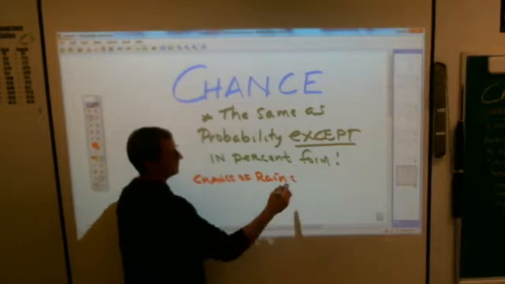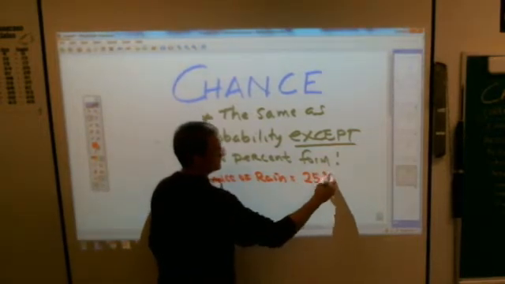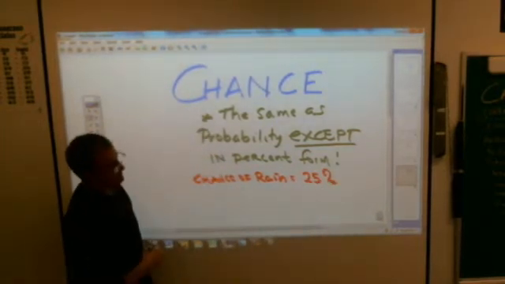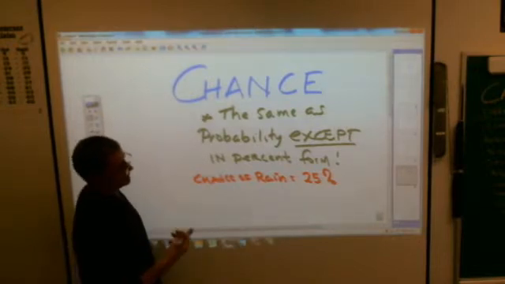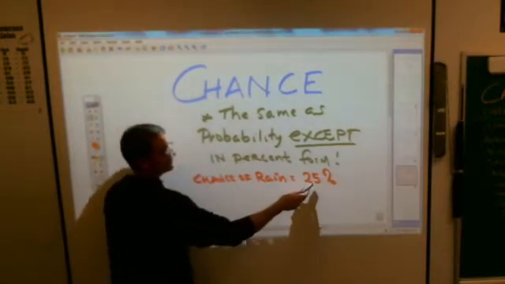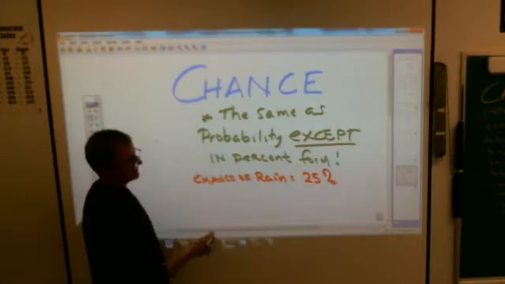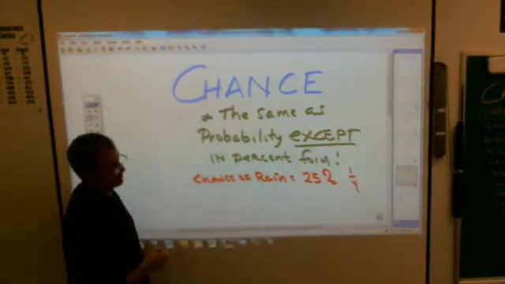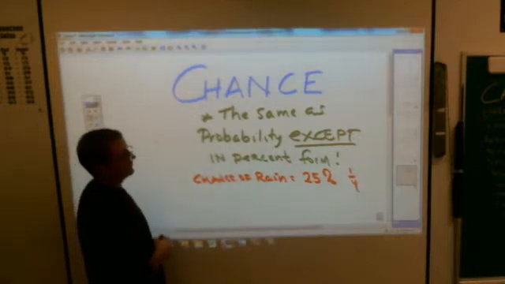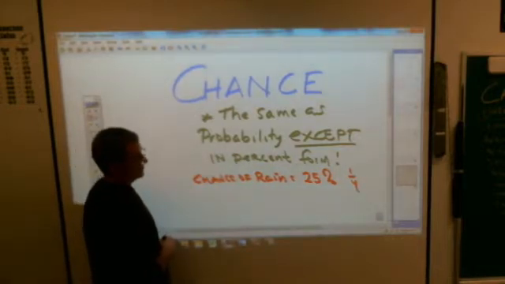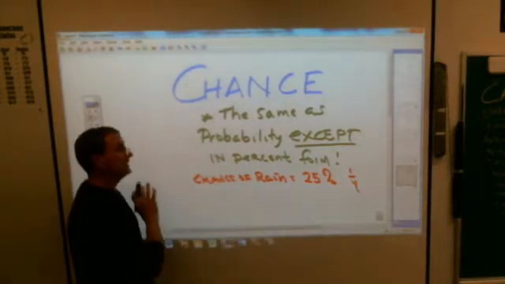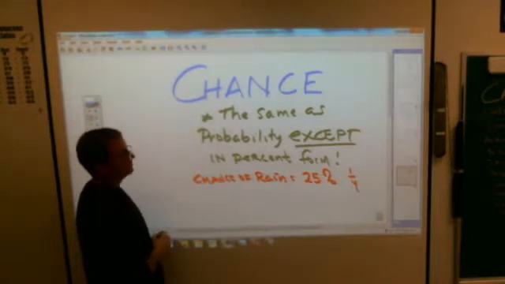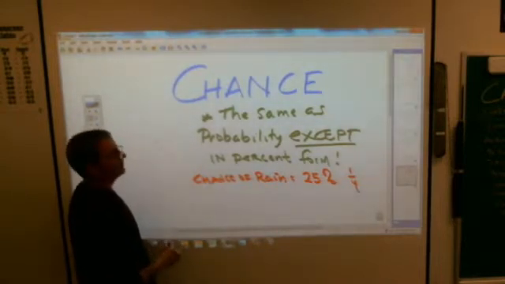And if your chance of rain is 25%, is it going to rain or isn't it going to rain? Well, you don't know for sure, but it is unlikely to rain because that's the same thing as the fraction 1/4. They don't say the probability of rain is 1/4, but the chance of rain is 25%. So it's really the same thing as probability, just we give it in percent form. I don't know why, I just followed this.